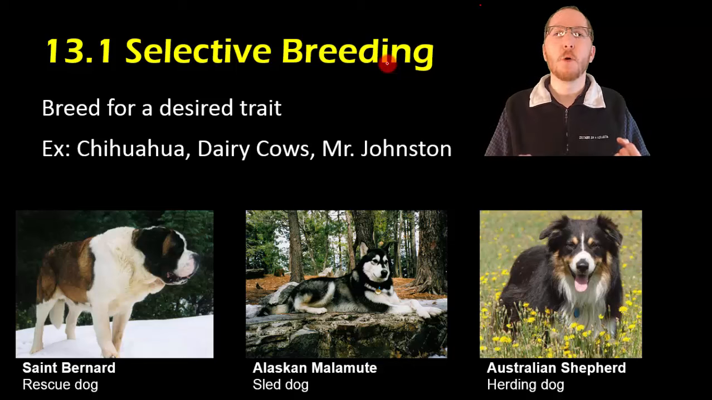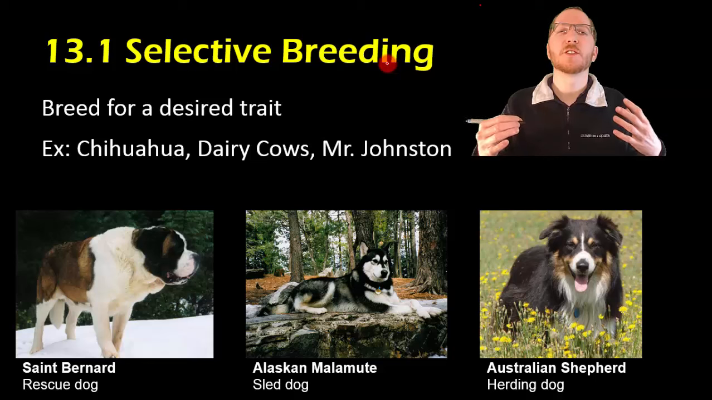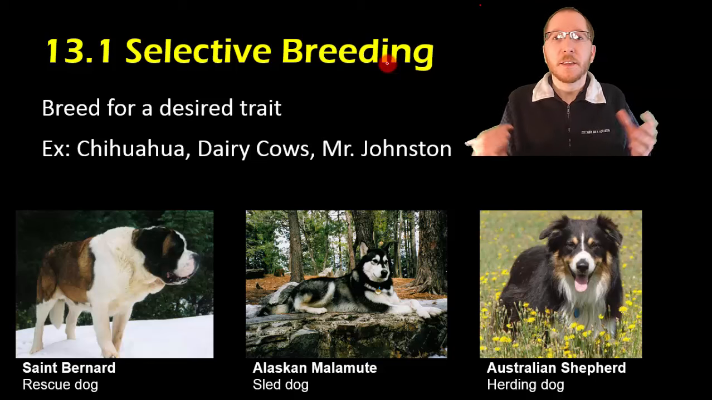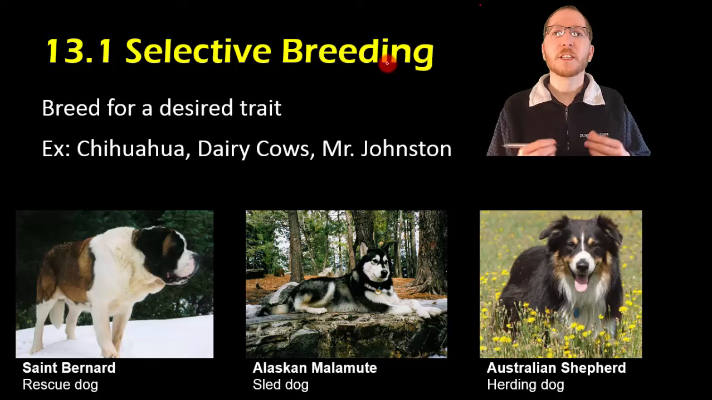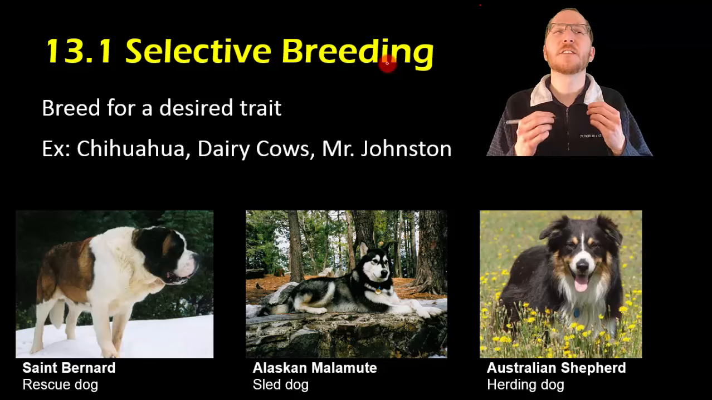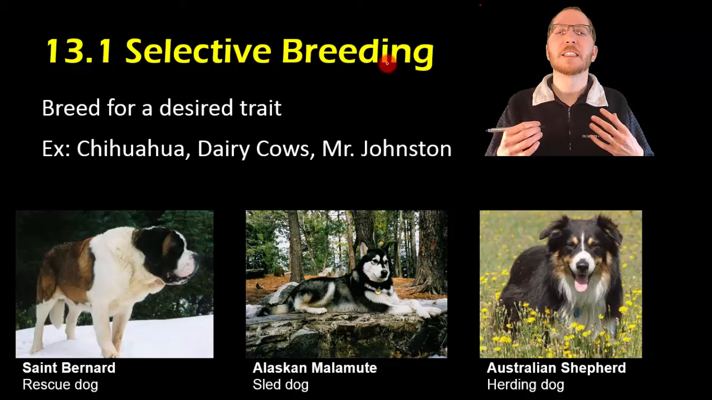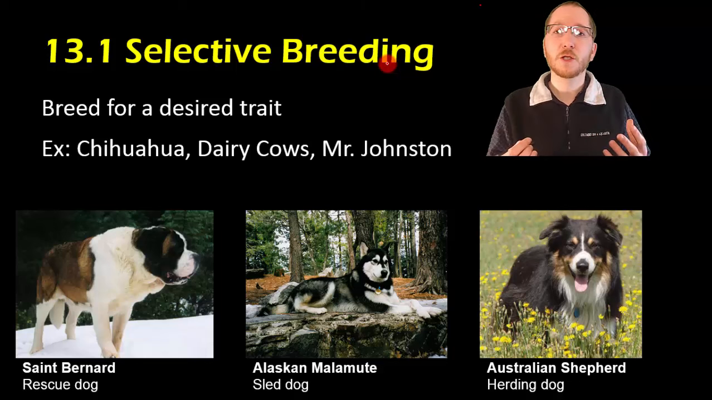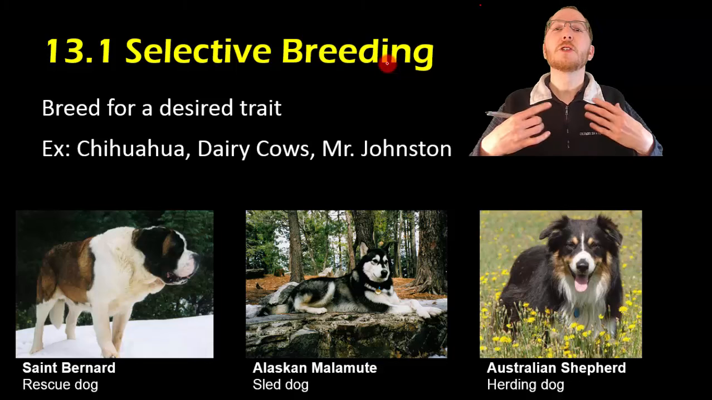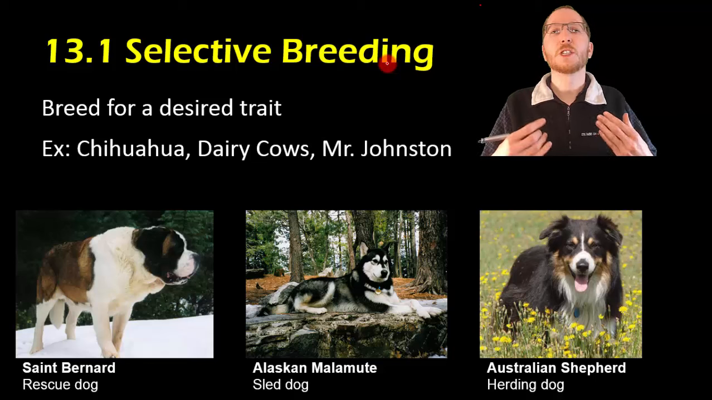Now, the most simple way, the oldest way, is something called selective breeding. Now, this makes a lot of sense. If an organism has a trait that you desire, you breed the individuals that have the best version of that trait with one another. And so that way the next generation tends to have individuals that have more of that trait and more pronounced versions of that trait. And you can continue doing this over and over until you get what you desire.